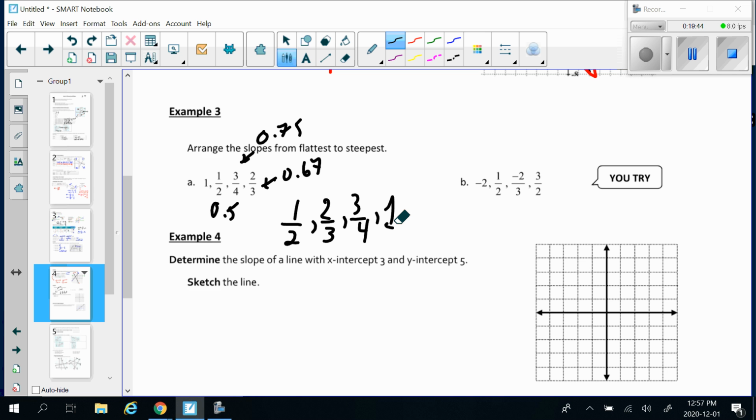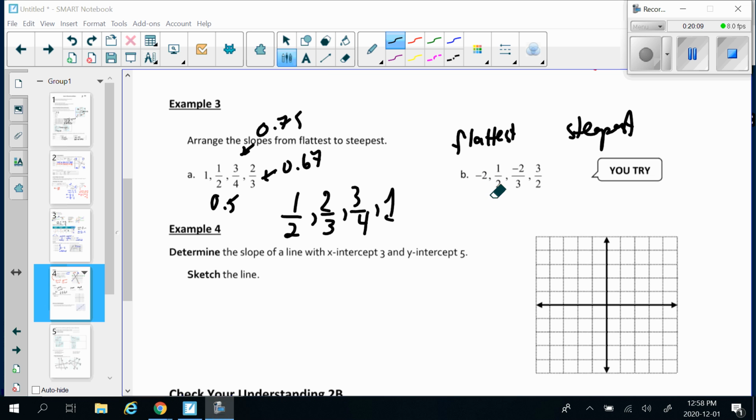Does it matter if there's a negative? No, because a negative will affect the direction of the slope. It will not affect the steepness. So in the chat box, can you please put these in order from the flattest one first and then the steepest one last? So most of the students were able to do this, and they said that the flattest one was going to be 1/2, followed by -2/3, followed by 3/2, followed by -2. And the negative doesn't matter. It doesn't affect the steepness.